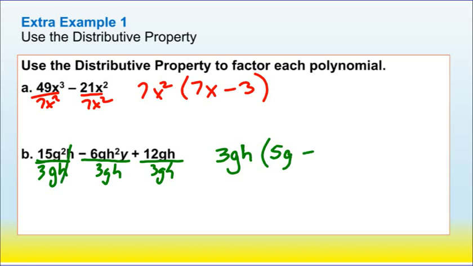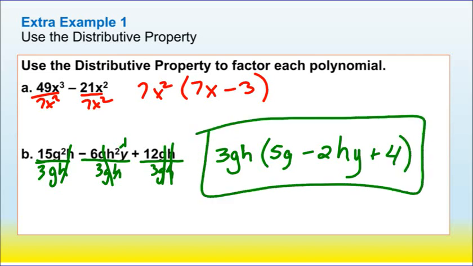Minus 6 divided by 3 is 2. G's divide out. I can take one H away. So that gives me H, Y. And then plus, the G's and the H's cancel off. 12 divided by 3 is 4. So my final answer in polynomial form is 3GH times (5G minus 2HY plus 4).